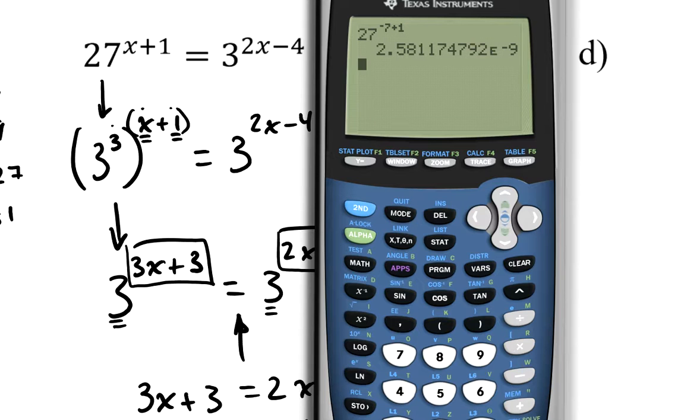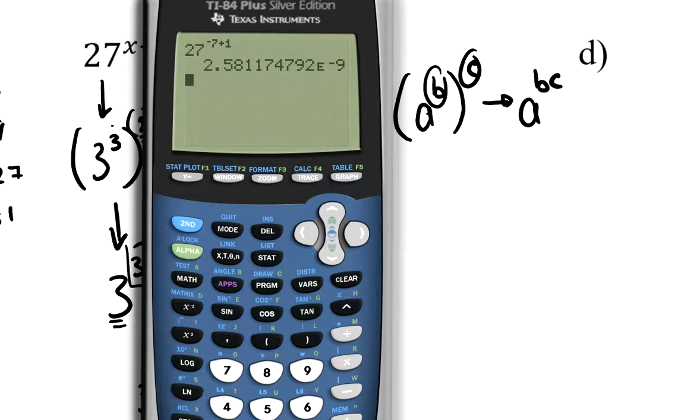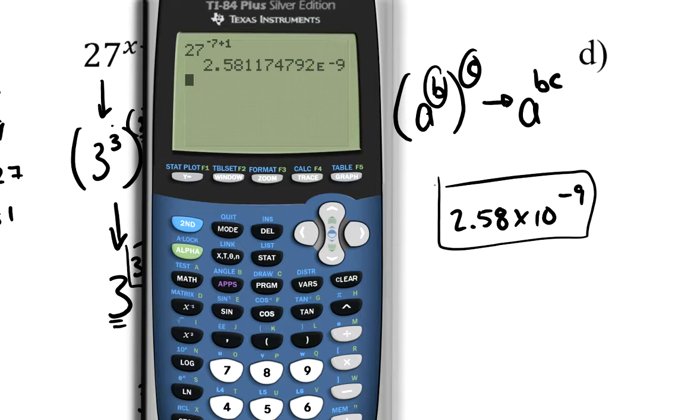When I do that, take a look at the number, right? 2.58 times blah, blah, blah. Let me write down what that is. That is 2.58 more decimals times 10 to the negative 9th power. So it's written in scientific notation. If I wanted to write it out all the way, I would have to move this decimal place 9 places this way. So it's a very small number.